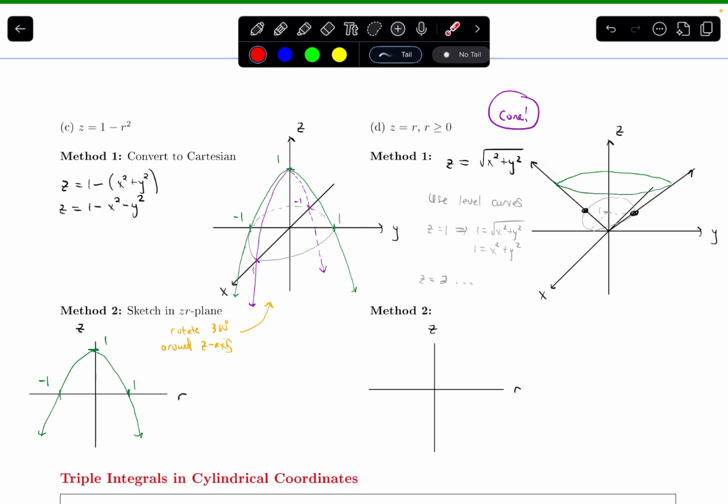Okay, so the graph of this on the ZR plane is just part of a line. It's just this half of the line. Because R is greater than or equal to 0, we don't have this bottom half. And now if I rotate this around the z-axis, because there's no thetas here, theta could be anything, if I twirl this line around the z-axis, it's going to form a cone shape. And I got my graph.